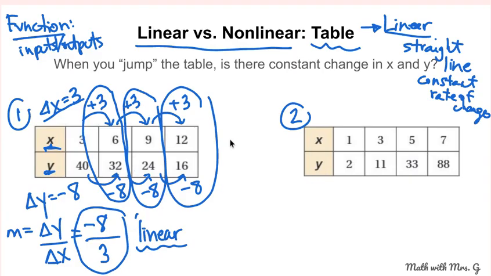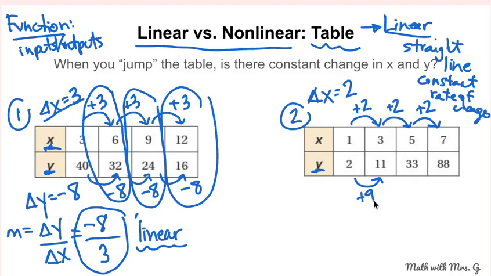Okay, so let's do the jump method again on table 2. So we start here on the x's, and I say to get from 1 to 3, I added 2. To get from 3 to 5, I added 2. To get from 5 to 7, I added 2. Okay, so I would say for my change in x, it is consistent, and it was 2. Now when I come to my y's, I jump from 2 to 11, and to get there, I added 9. To get from 11 to 33, I added 22. To get from 33 to 88, I added 55.